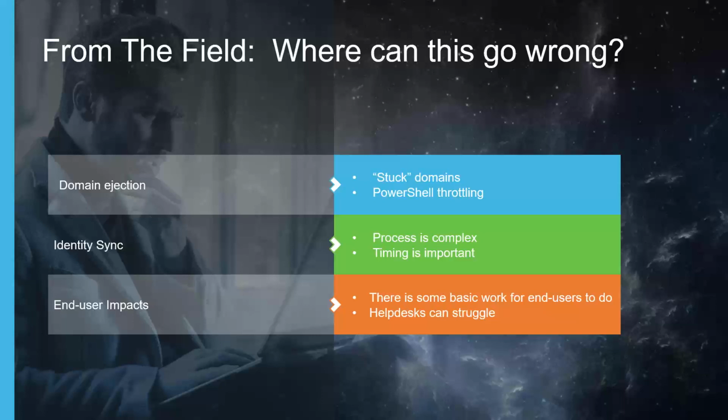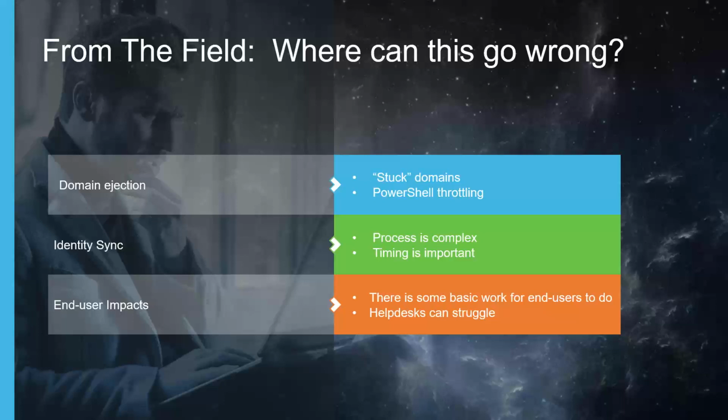That's another key aspect we've seen in the ejection process: removing those addresses properly and not getting throttled by PowerShell. Absolutely. And sometimes you have to get certain exceptions. The other challenge there is identity sync, which is similar to the domain ejection problem. The common theme here is that these are things that go into planning and executing, ensuring that you're ready, that you practice these items, and that you get the timing as right as possible.